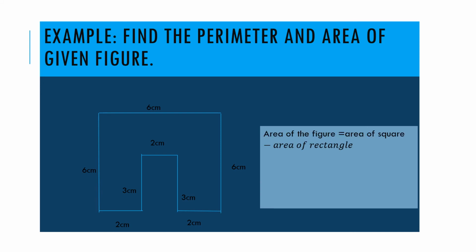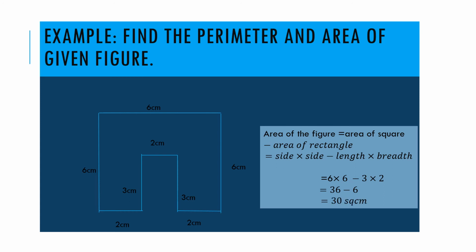What is the area of this given figure? If we subtract the area of the rectangle from the area of the square, we get the area of the figure. Area of square: here side is 6 centimeter, 6 into 6 is the area of square. The rectangle's length is 3 and breadth is 2, so the area of rectangle is 3 into 2, length into breadth. So 36 minus 6 is 30. 30 square centimeter. Area is measured in square centimeter.